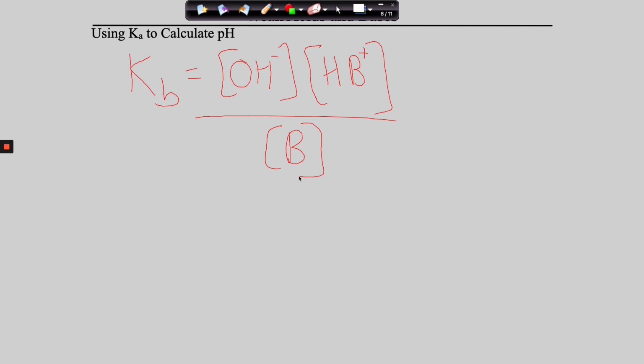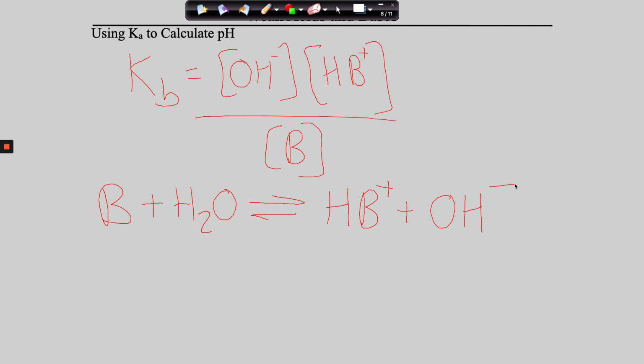So what is going on here? The answer is this. You've got B and it is reacting with water. Then this reaches equilibrium with the products, which are HB plus and OH minus. Why is the water not there? Because it's a pure liquid.